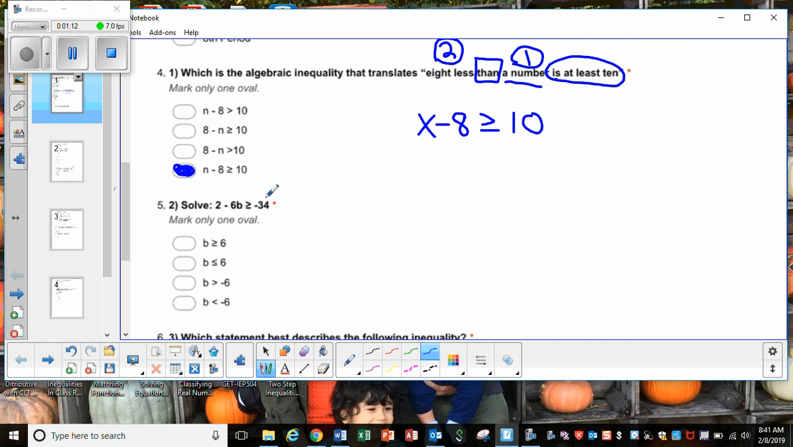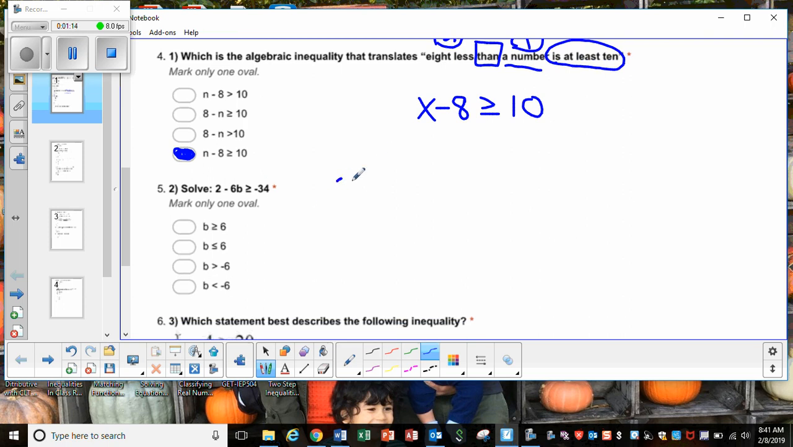All right, number 2, solve. So I'm going to rewrite it over here. And I notice that the coefficient is negative, so I'm going to go ahead and flip it. And then I'm going to drop my bar. Again, the reason why I flipped the inequality symbol is because the coefficient of b is -6, so it's negative. And then I'm going to remember my inverse operation. So my goal is to get b by itself.